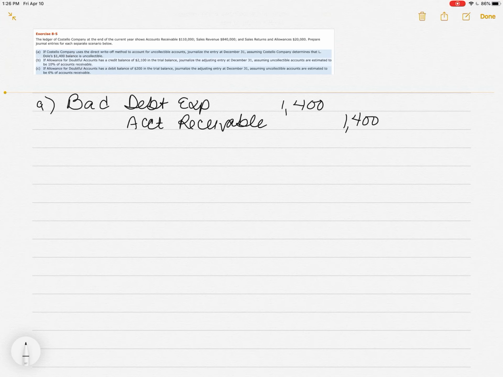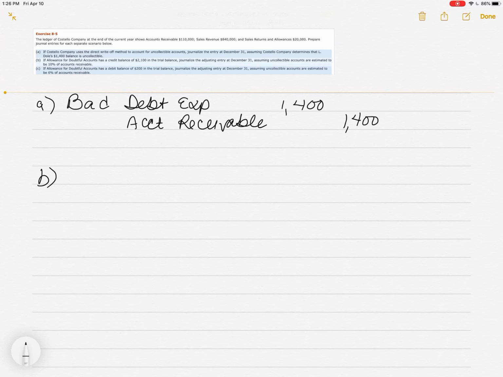In B, you'll notice they switched to the allowance method, and it tells us the allowance for doubtful accounts has a credit balance of $2,100. Remember, your allowance for doubtful accounts should have a credit balance. That's its normal account balance because it is a contra asset account. It attaches itself to that accounts receivable to show how much you're actually going to collect, or your net receivables. So for B, the first thing we have to figure out is what should be in our allowance for doubtful accounts. They tell us that it's 10% of our accounts receivable.